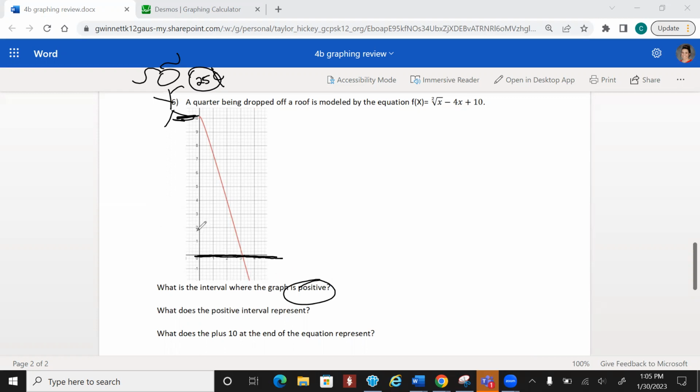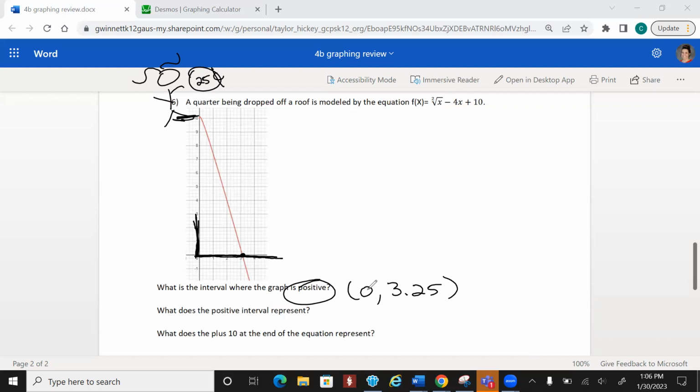With real world scenarios, we always are going to start from 0 to wherever it starts going negative, right? So from 0 to like 3 point something, we're going to say roughly 3.25. It's above the x-axis. It's kind of like when you say something's happening from 10 to 12. Yes. Interval is talking about the x values.